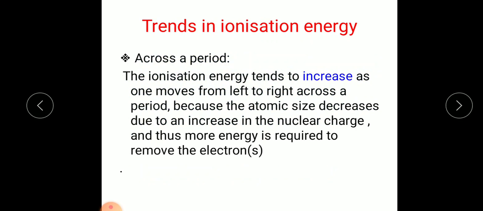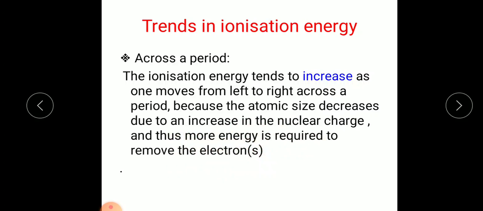Now we'll see the trends in ionization energy. That means what will happen when you move from left to right. Across a period, the ionization energy tends to increase. It increases as one moves from left to right across a period, because the atomic size decreases. The reason is that the ionization energy increases as we move from left to right, because atomic size decreases due to an increase in the nuclear charge, and thus more energy is required to remove the electron.